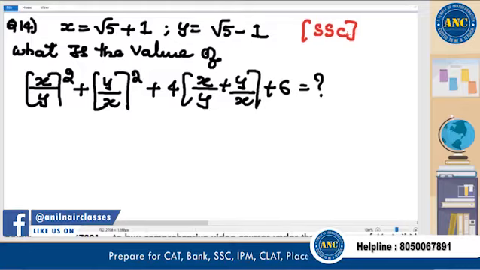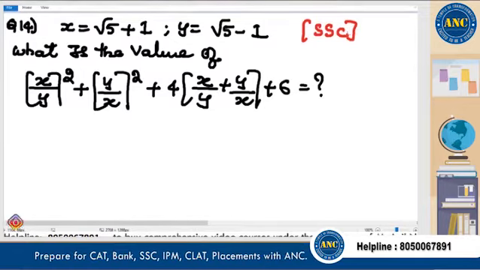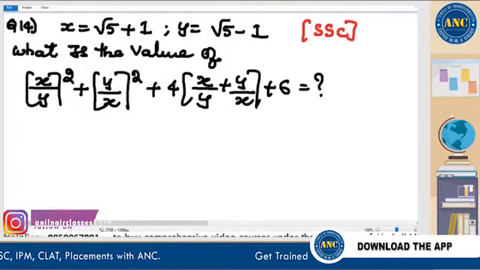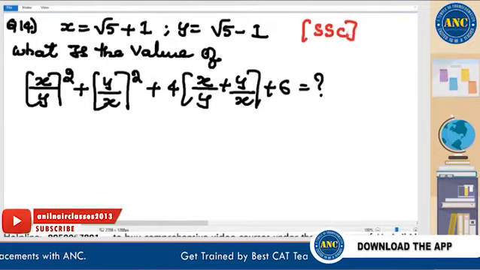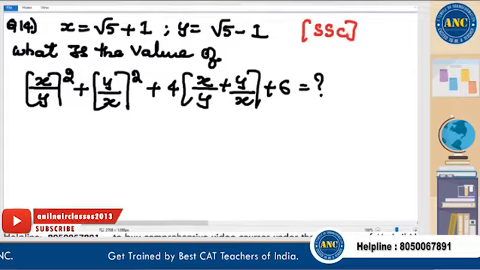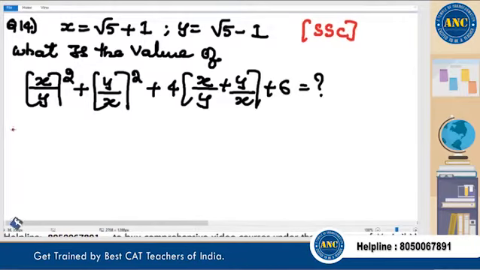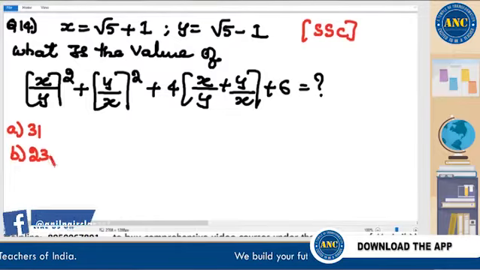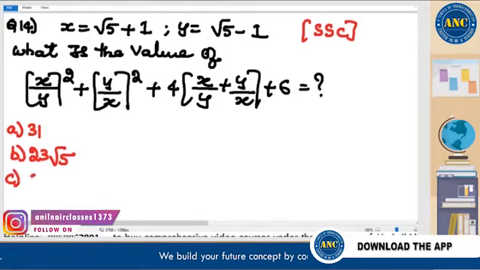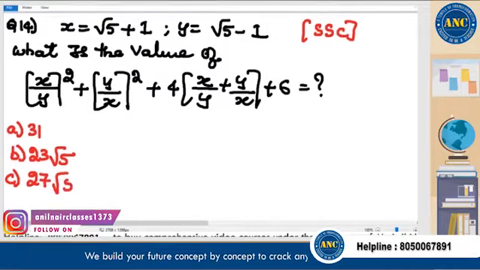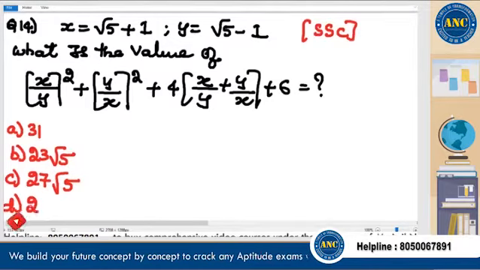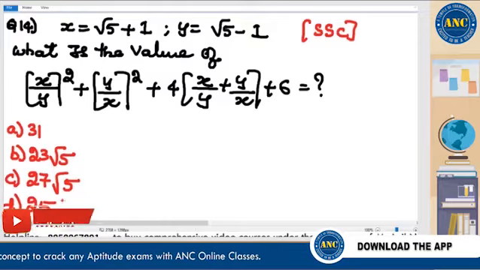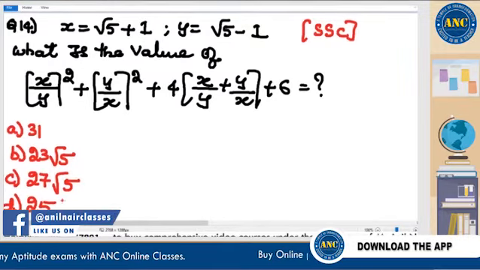x equivalent to root 5 plus 1, y equivalent to root 5 minus 1, right? x by y whole square plus y by x whole square plus 4 into x by y plus y by x plus 6. Options: 31, 23 root 5, 27 root 5 and 25. Now see here.